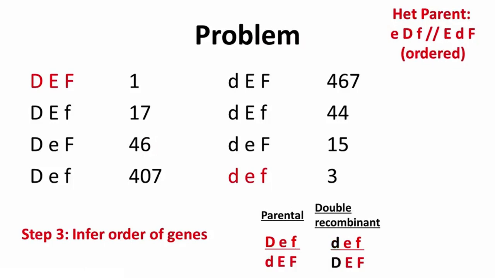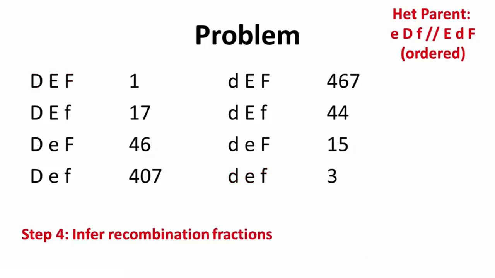that suggests that the heterozygous parent had this gene order. We already had the phase from before, but now we know that the D gene is in the middle. So we have little e, big D, little f on one homologous chromosome, and big E, little d, big F on the other homologous chromosome. Okay? So now we have both the phase and we have the gene order. So the last step is to figure out the recombination fractions.